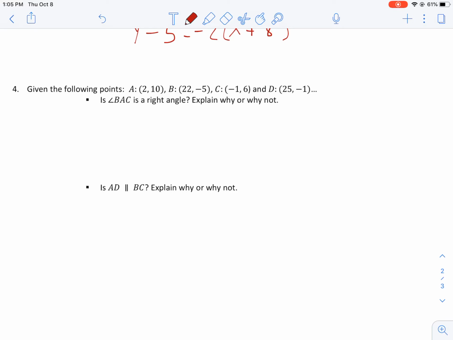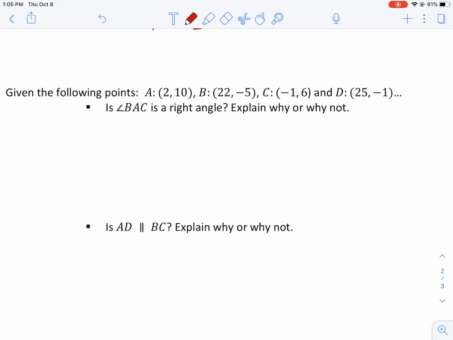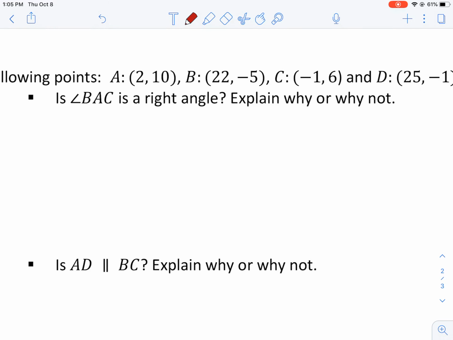Okay, last question. All right. Given the following, A is (2, 10), B (22, -5), C (-1, 6), D (25, -1). It says, is BAC a right angle? Explain why or why not. So what does that mean, right? A right angle. Well, we know perpendicular lines create right angles. So they want us to say, is BAC a right angle?